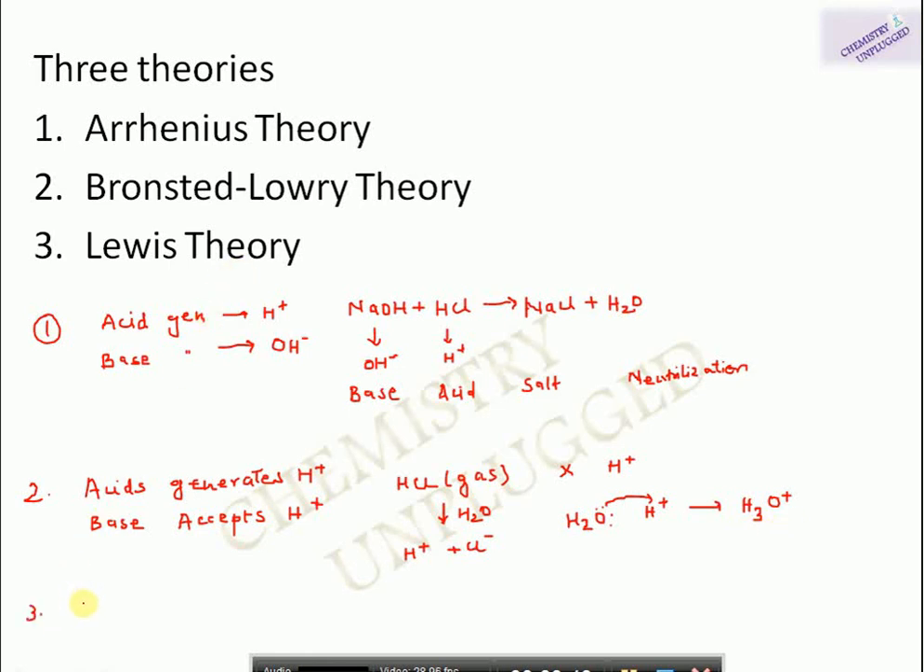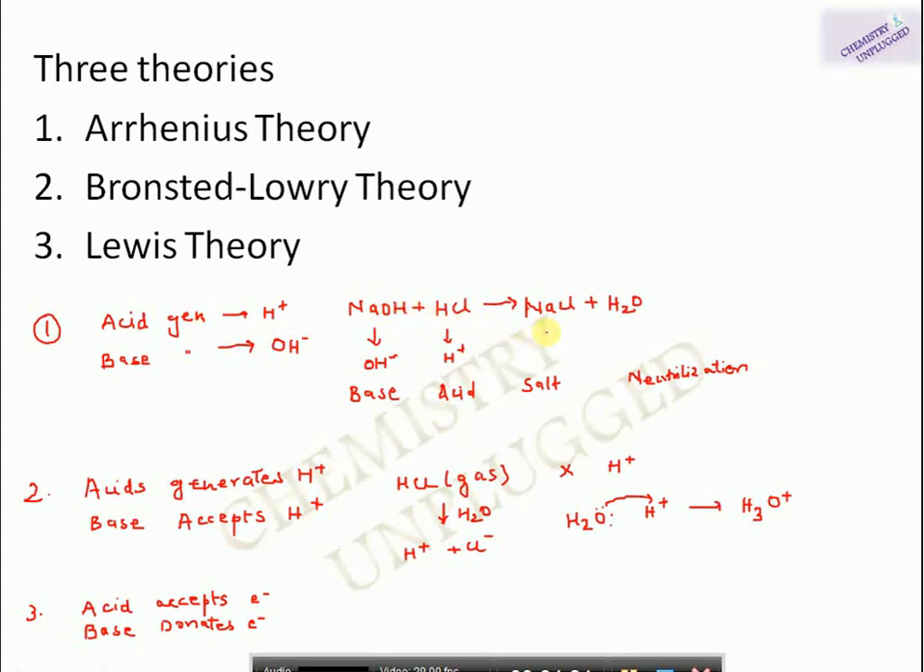Then the third theory is the Lewis theory. According to the Lewis theory, acids accept electrons while bases donate electrons. Lewis theory is somewhat similar to the Bronsted-Lowry theory because when an acid generates a proton, it is removing H+ from it, so there is an addition of electrons on the central atom. And in the case of a base, because it is accepting H+ according to the Bronsted-Lowry theory, in this way they are donating their electrons to the H+. So Bronsted-Lowry theory and Lewis theory are almost the same, but their point of view is different.